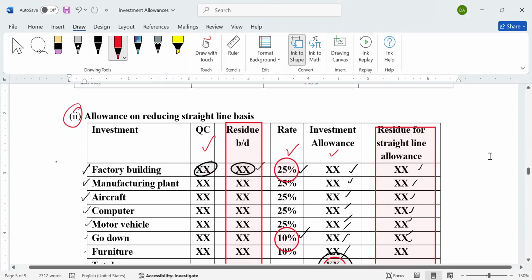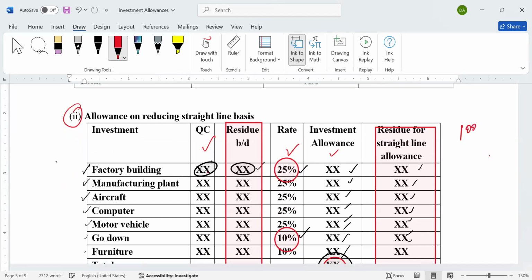Let's say we had 1 million as the qualifying cost, and we get 500,000, which is 50% in the first year of use. We are remaining with 500,000. How do we treat this 500,000? This 500,000 is what is going to straight line method. So we are going to charge 25% of 500,000, not 25% of 1 million, which is the qualifying cost.